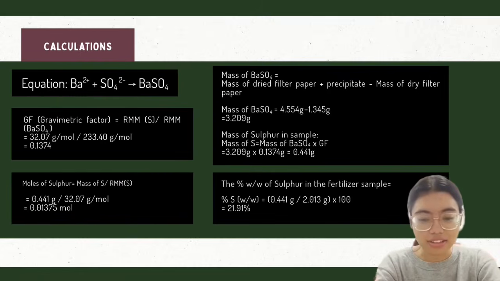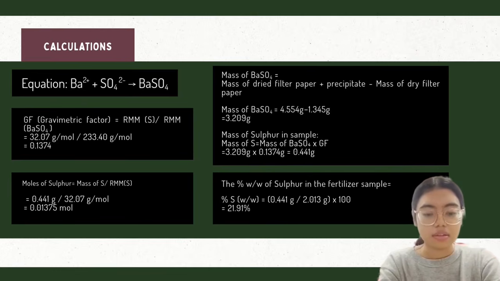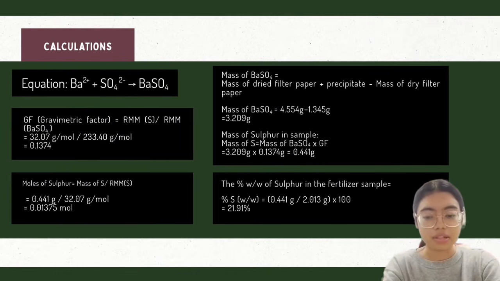So now we're moving on to the calculation. These are the equations for barium sulfate. Barium sulfate breaks down into Ba2+ and SO4 2-. Next is the calculation of the gravimetric factor. The RMM of sulfur divided by the RMM of barium sulfate, which is 32.07 g/mol divided by 233.40 g/mol, which is 0.1374.